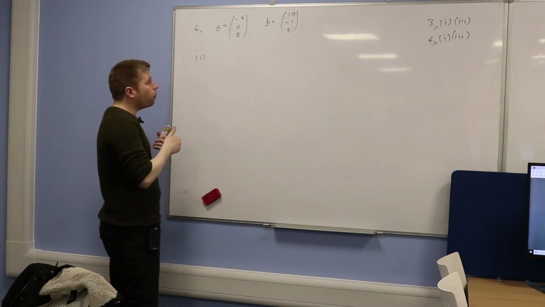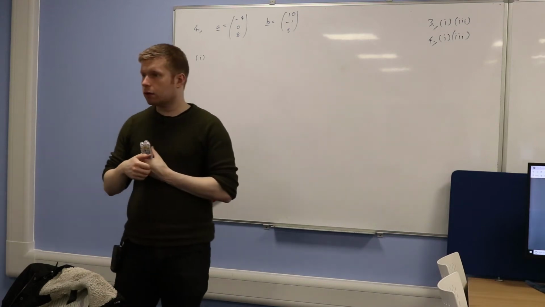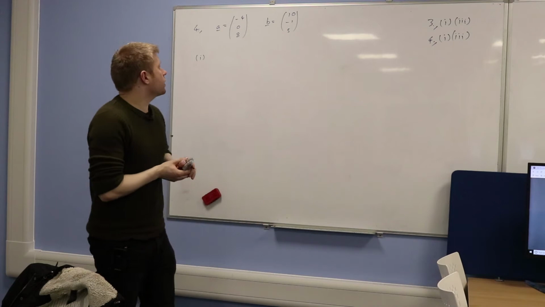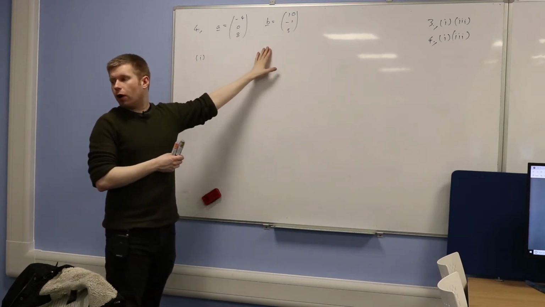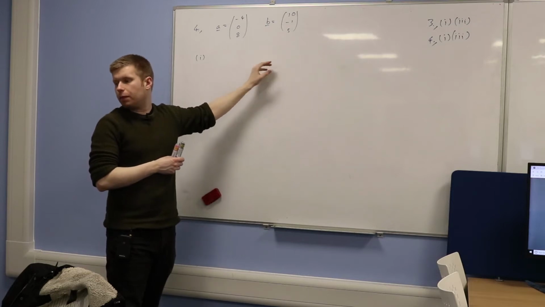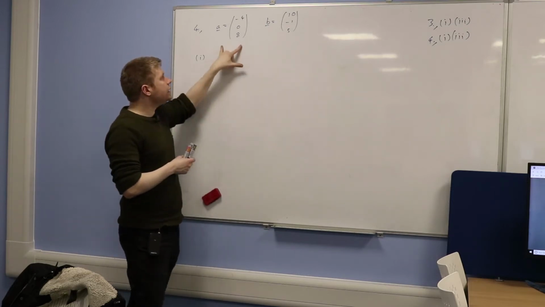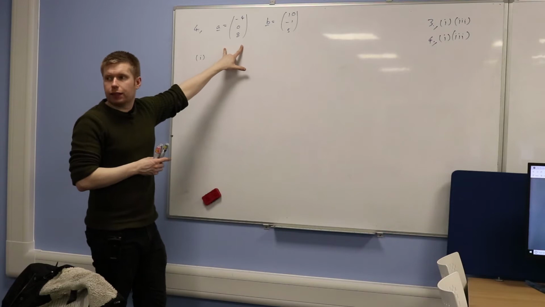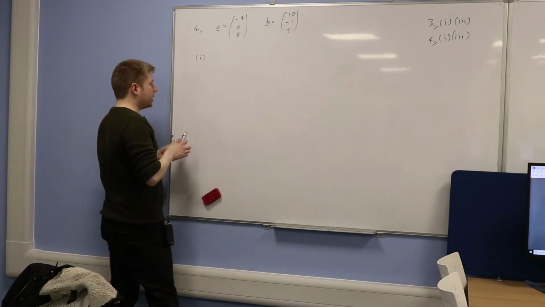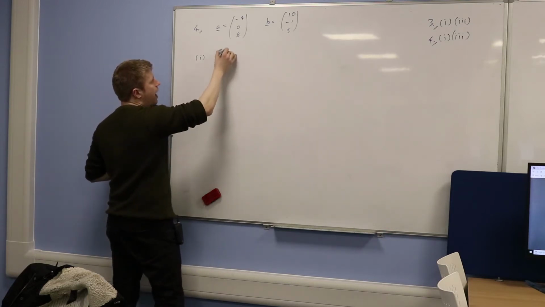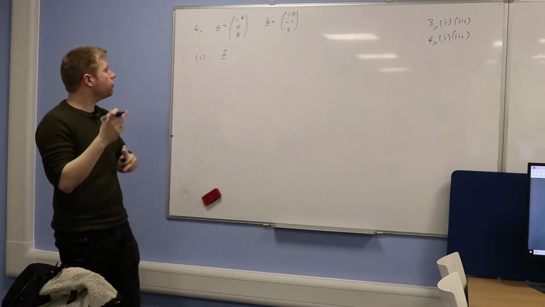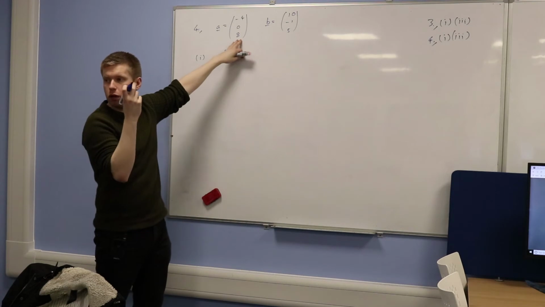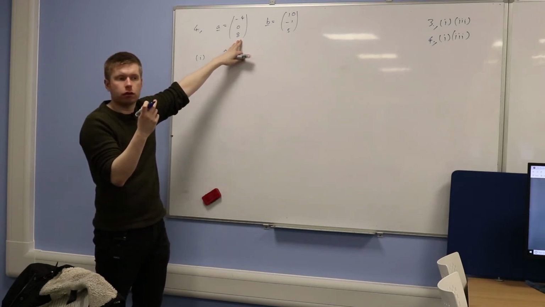Look through question 4, part 1, just so we were clear. I've given you two vectors, A and B, and I've asked you to find a unit vector in the direction of A. So here's A, find me a unit vector. In other words, I want you to find a vector which moves in exactly the same direction as A does, but instead of moving along however long A is, it only moves one step in that direction.